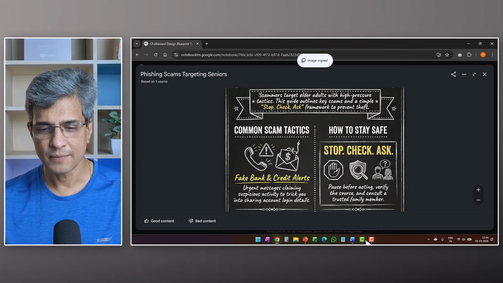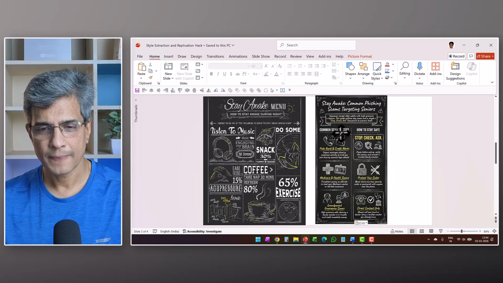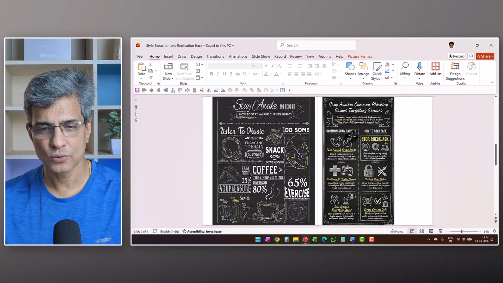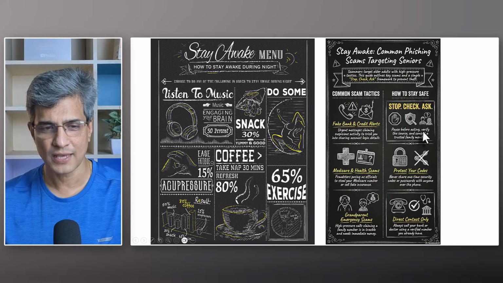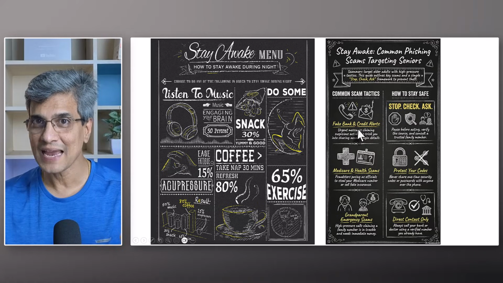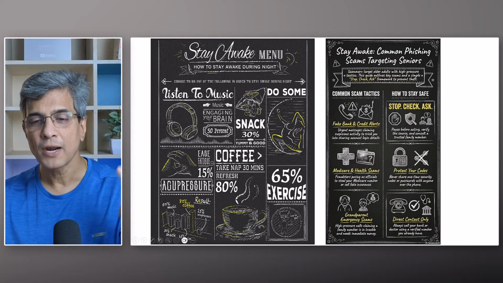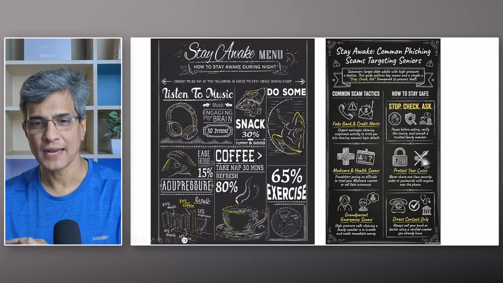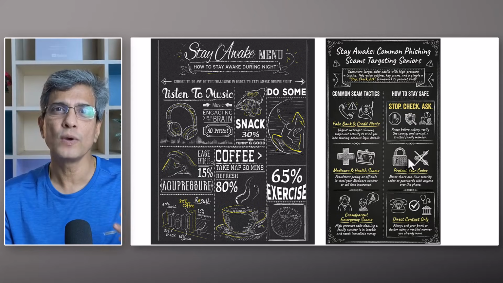Let me copy this image. This is the original design. Let me paste the new one. Now look at these two side by side. Let me go to slideshow so you can see how close they are. Handwritten font, handwritten font. The grid is different, so it is not an exact replication. Remember, we have used the principles, but we have not replicated the design, and this is ethical. And this is a good thing because you normally do it intuitively as well.